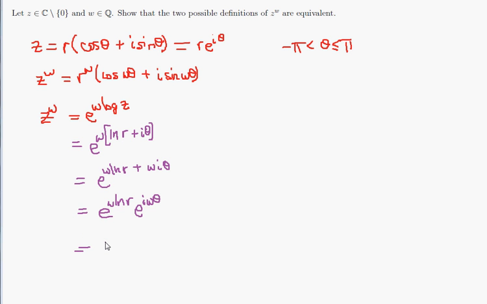Okay, so this is equal to e to the natural log r to the w. Because natural log r and w are real numbers, I can use the ordinary law of exponents for rearranging the terms here. And the e to the i theta part, or e to the i w theta part, is equal to cosine of w theta plus i sine w theta.